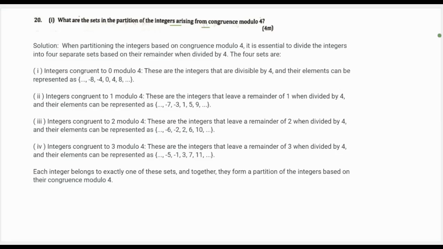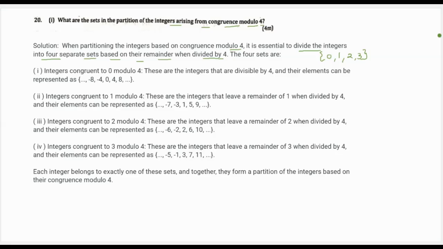Next, the integers arising from the congruency modulo 4. When partitioning the integers based on congruency modulo 4, it is essential to divide the integers into four separate sets based on their remainder when divided by 4. The residues modulo 4 are 0, 1, 2 and 3.